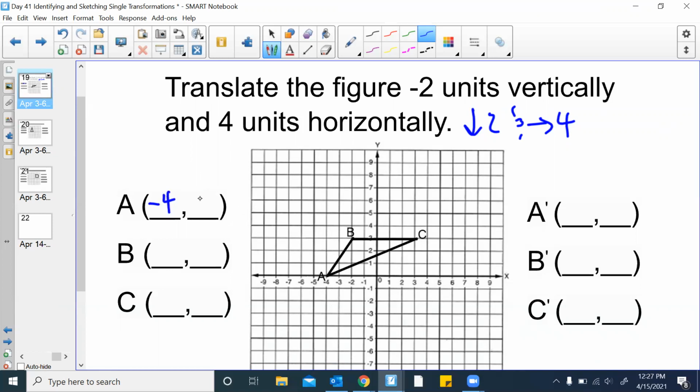All right, B is going to be negative 2 and then up 3. So that'd be 3, and C, I believe, is 3, 3. All right, let's do our translation. Oh, we're translating.